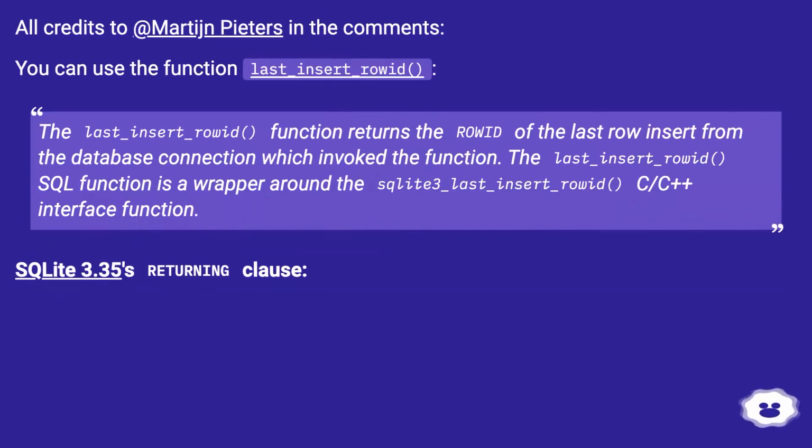All credits to Martijn Pieters in the comments. You can use the function last_insert_rowid. The last_insert_rowid function returns the ROWID of the last row inserted from the database connection which invoked the function. The last_insert_rowid SQL function is a wrapper around the SQLite3 last_insert_rowid C/C++ interface function. SQLite 3.35's RETURNING clause.